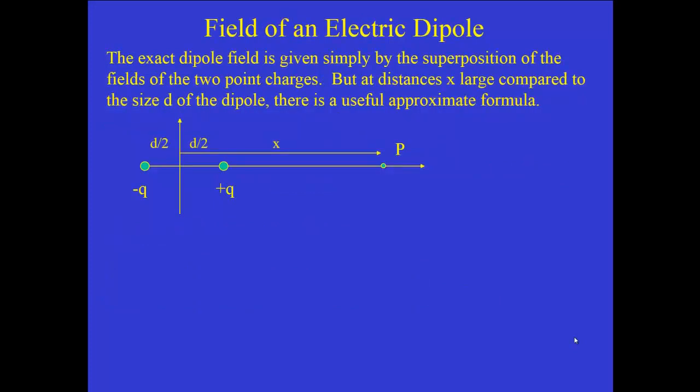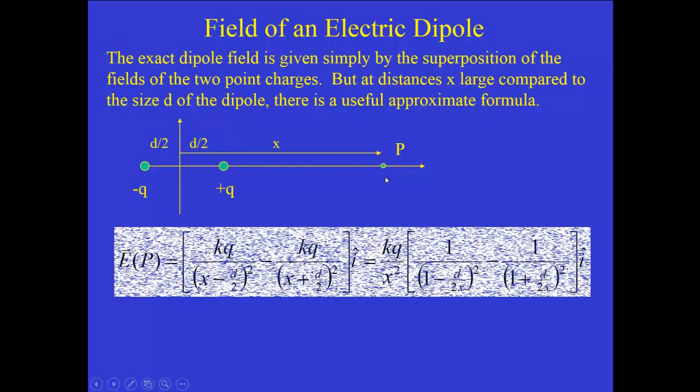So, how to calculate the field of an electric dipole? The exact field is simply given by the superposition of the fields of the two individual point charges. We could easily calculate what that sum is at a particular point in the vicinity of the dipole, but we can make a useful approximation, especially valid when the distances that we are away from the dipole are large compared to the size of the dipole itself. In a typical molecule like hydrogen chloride, this distance is on the order of 2 times 10 to the minus 10 meters. So if we're several times that distance away, this is going to be a good approximation formula.